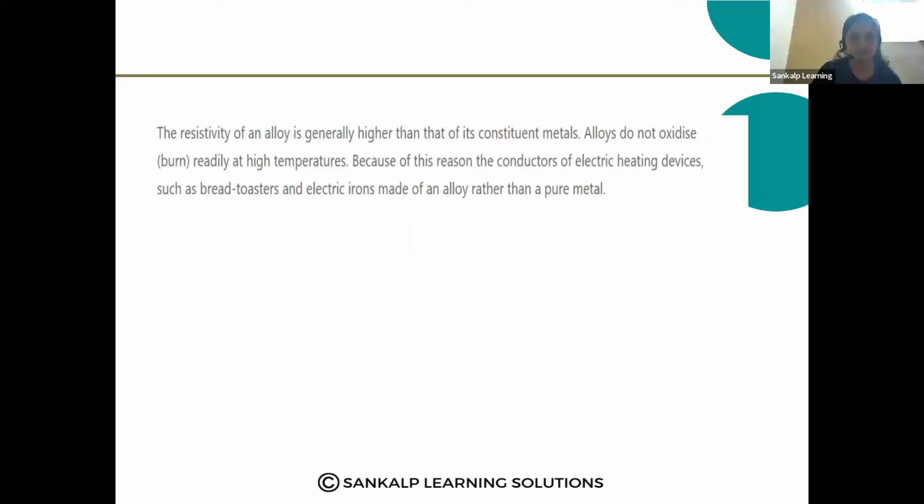Because the resistivity of an alloy is generally higher than the normal metals, and at high temperature it does not oxidize. So for this reason, they are made up of the alloy rather than the pure metals. Okay, so note down the answer.